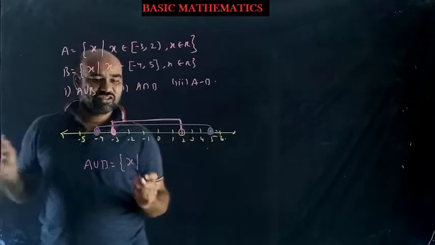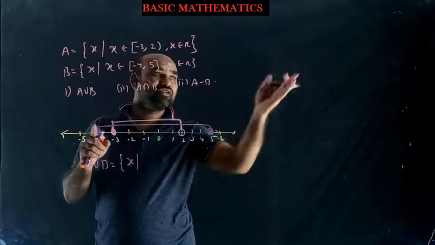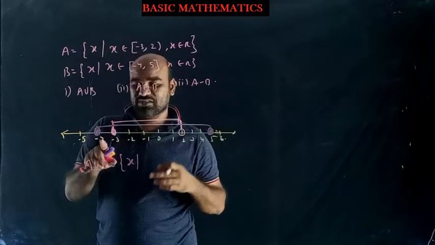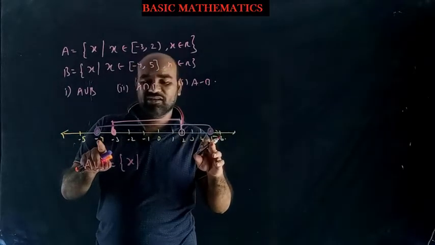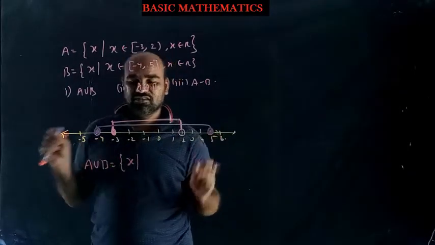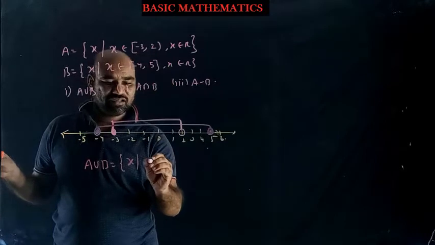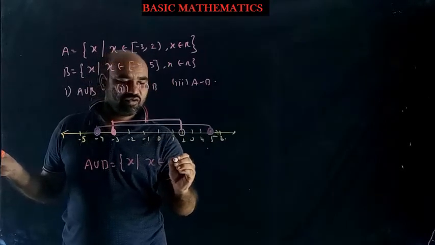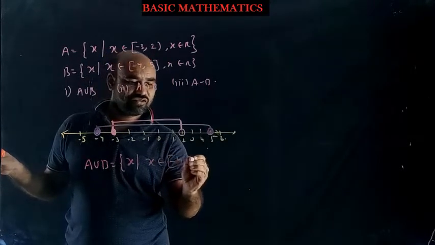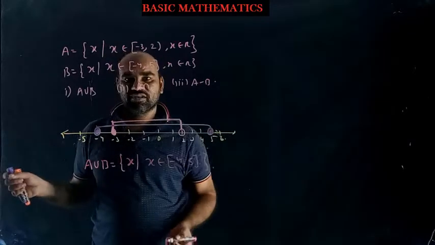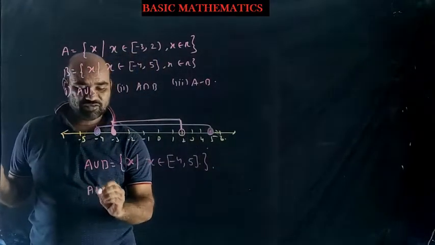A union B means X such that all the elements. Union means you need to combine all the elements. Minus 4 to 5. So X belongs to closed minus 4 to closed 5. This is A union B. Next, A intersection B I want.